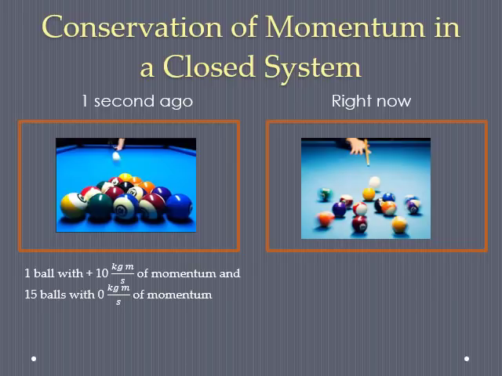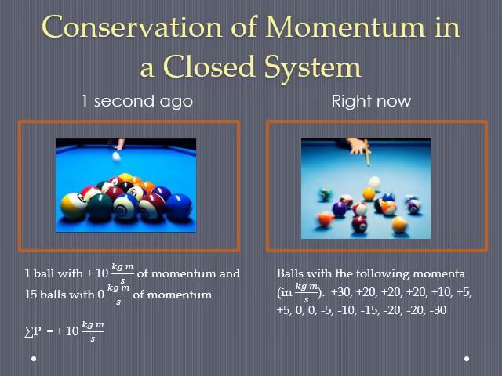Mathematically, you might be able to calculate that the momentum of that white ball before it hits is positive 10 kilograms meters per second. And then we've got 15 more balls that are sitting there with no momentum because they're at rest. You can just add up all the momentum of every object in the system: 10 plus 0 plus 0 plus 0, 15 times. You can figure out that 1 second ago, the sigma p, or the total momentum in the system, was positive 10. All of that momentum was in that one white ball, and so that's the whole momentum for the whole system.